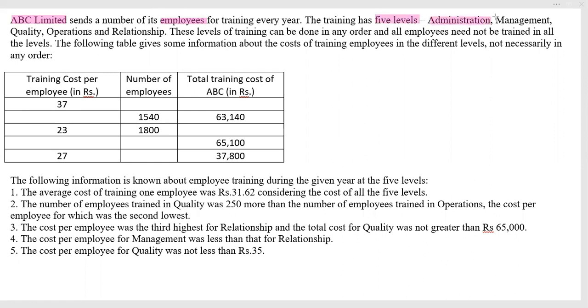administration, management, quality, operations, relationship. These levels of training can be done in any order, and all employees need not be trained in all the levels. These are the 5 levels.